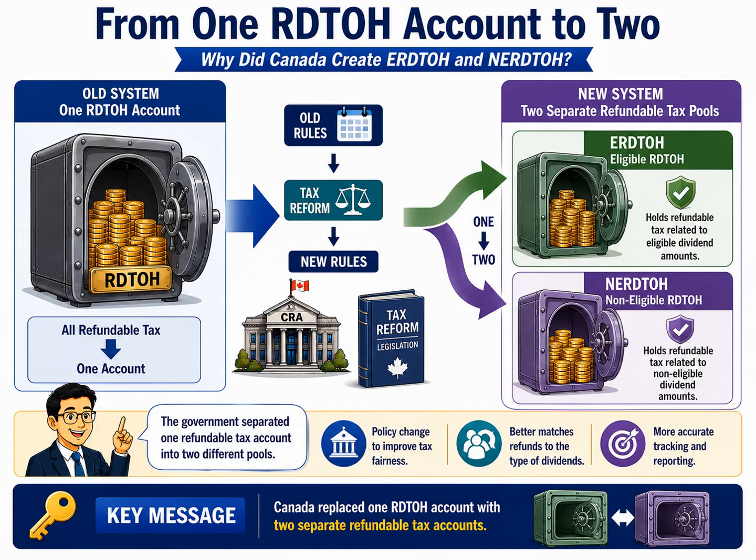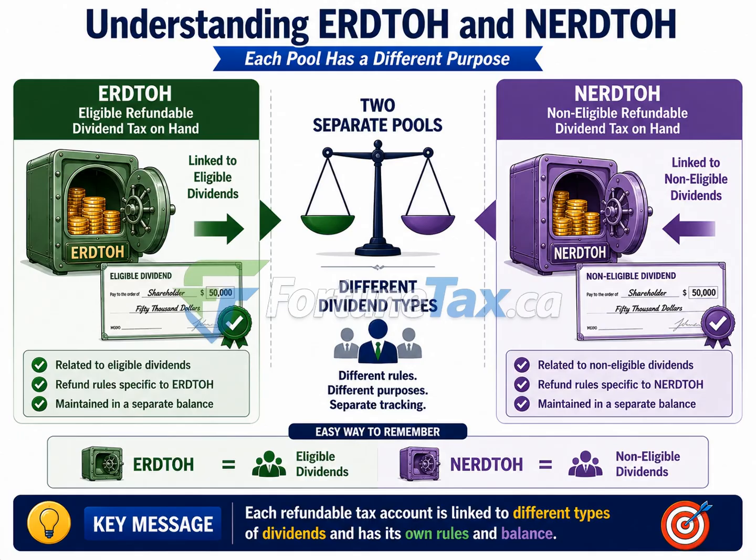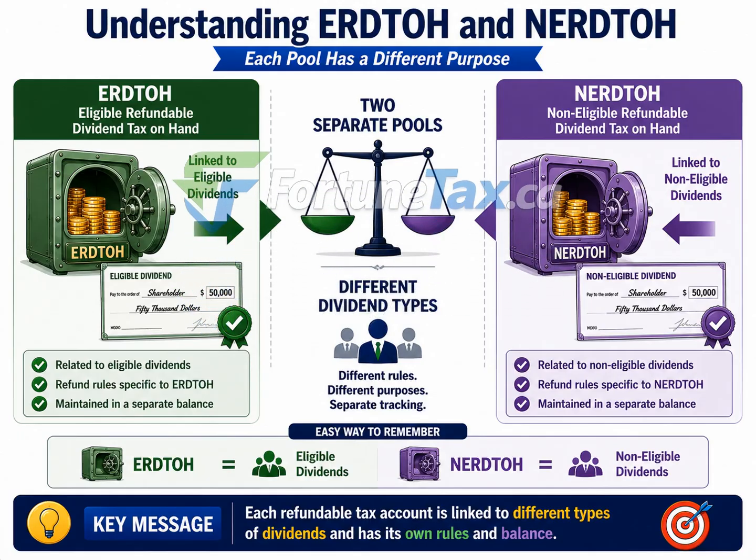The key takeaway from this slide is straightforward. Canada replaced the single RDTOH account with two separate refundable tax pools, ERDTOH and NERDTOH. This change allows refundable tax to be tracked more accurately and forms the foundation for the dividend planning rules that we'll examine in the next slides. Understanding this structural change is the first step toward understanding why corporate dividend planning has become more sophisticated under the current Canadian tax system.